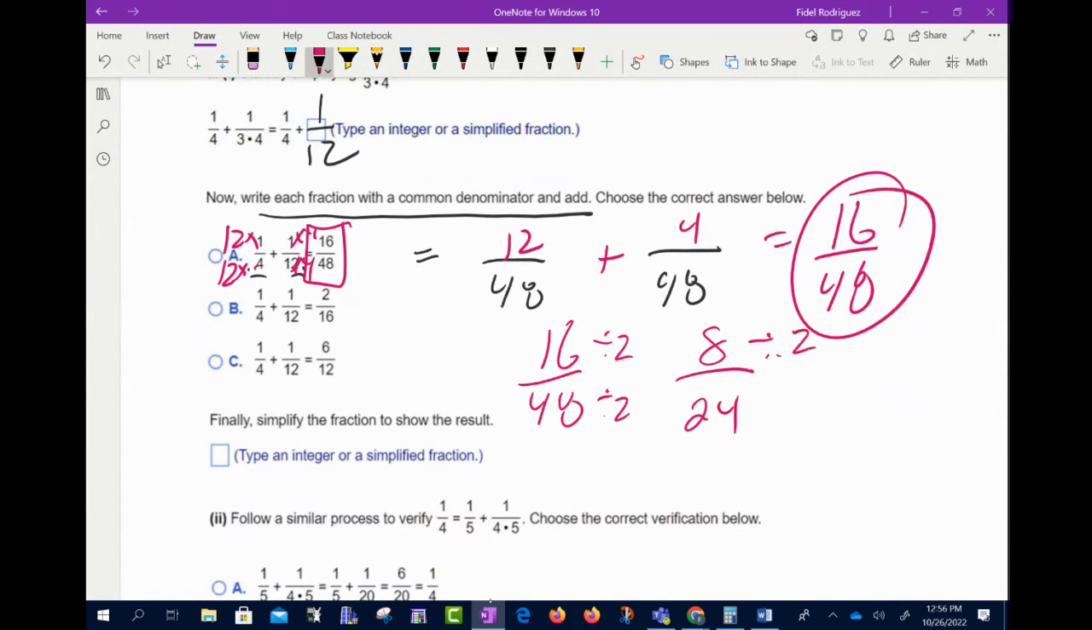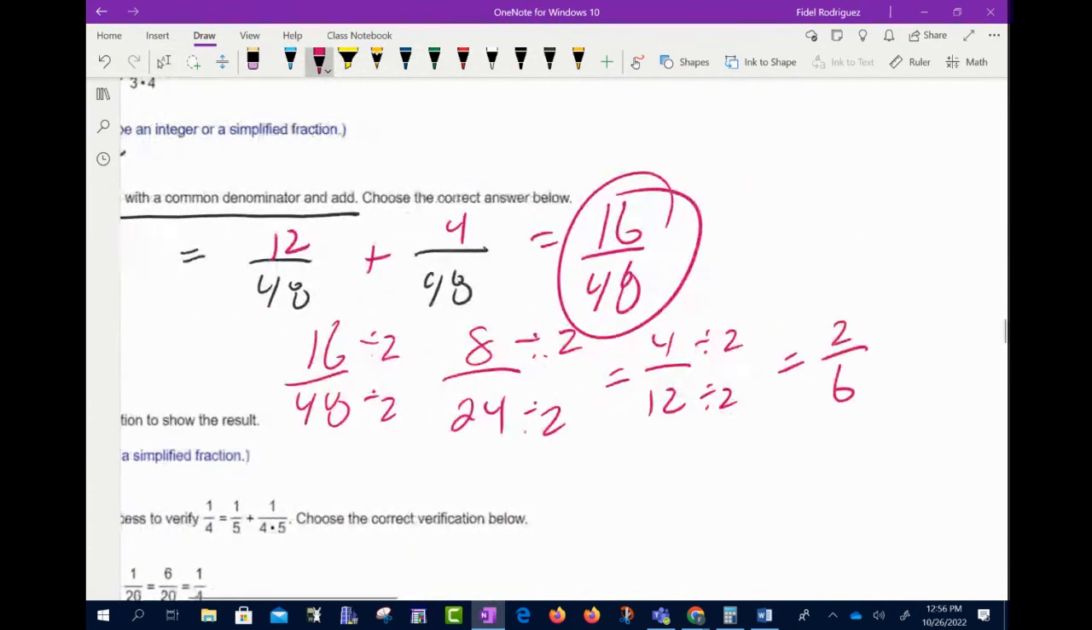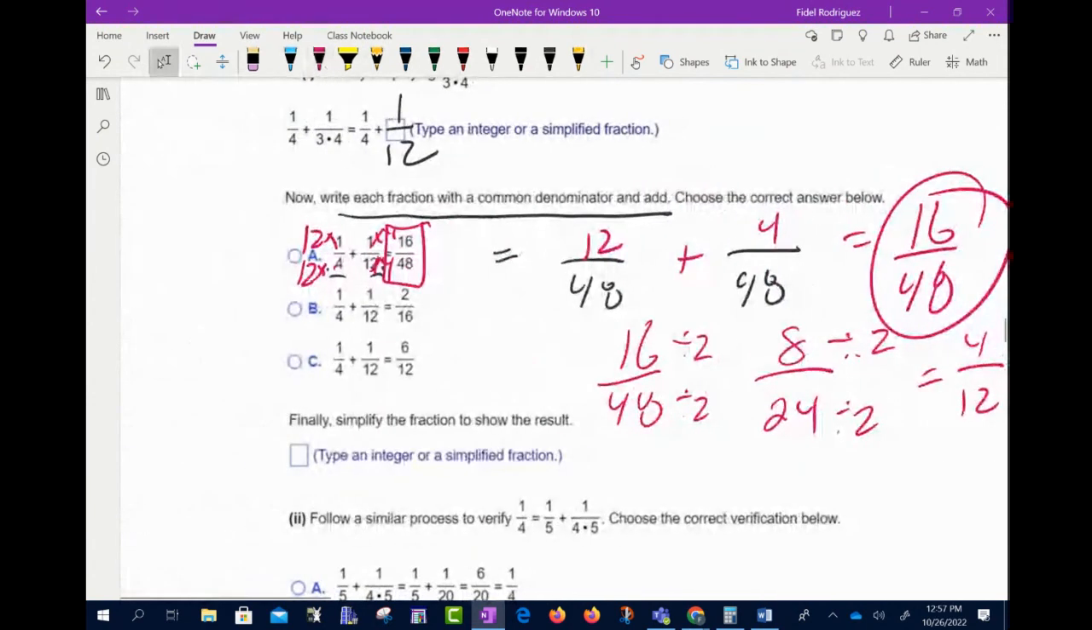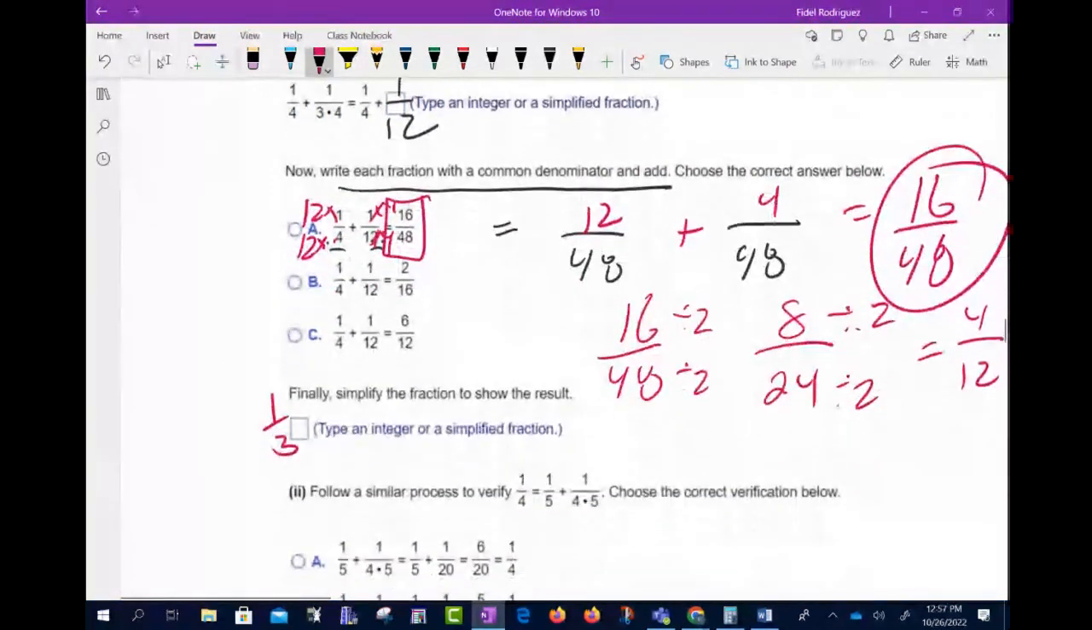Let's divide them by 2 again, because I can keep playing that game. Half of 8 is 4, half of 24 is 12, okay? And look, let's do it again. Half of 4 is 2, half of 12 is 6. And let's divide it by 2 again. Half of 2 is 1, and half of 6 is 3. So I end up with 1/3, which is what we're going to write right here. And that's what we're looking for, okay?